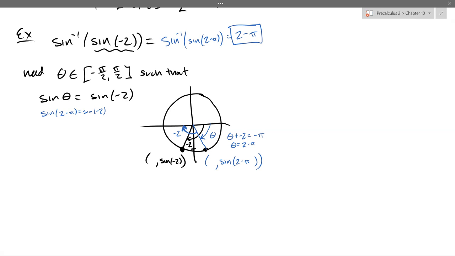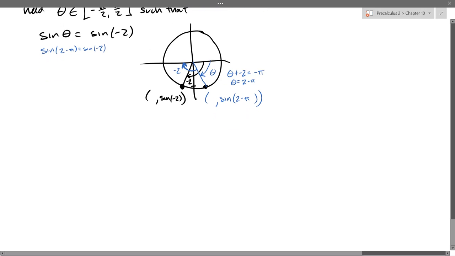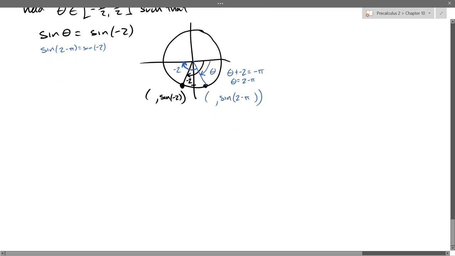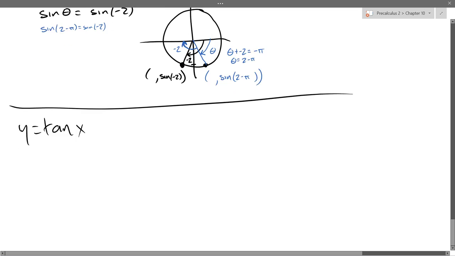Cosecant, secant, or cotangent. I'll show you why we won't do those. Basically, I'll graph them at the very end to show why we're not going to do them. So we'll get right into tangent. So we'll do a graph of tangent.